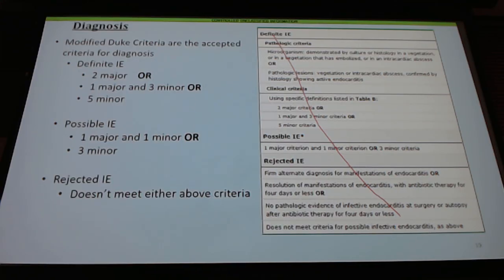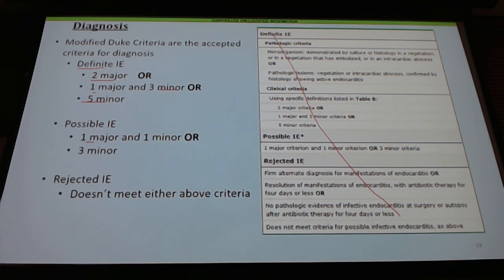So what makes them definite or definitive? They have 2 major criteria, or they have 1 major and 3 minor, or 5 minor. If they have those, and on the next slide it shows you what your majors and your minors are, but if they meet that, then they have definitive infective endocarditis.